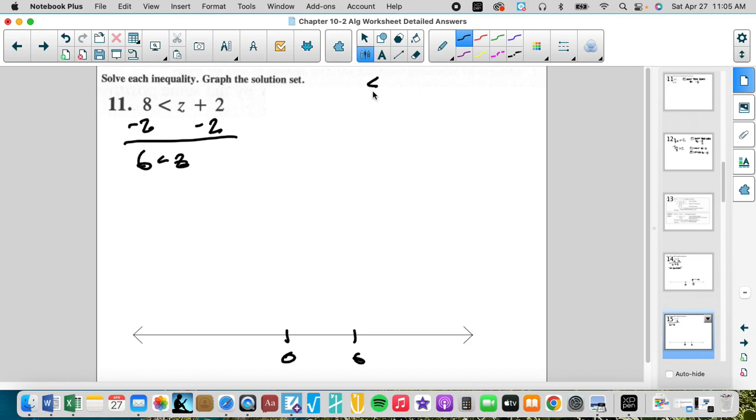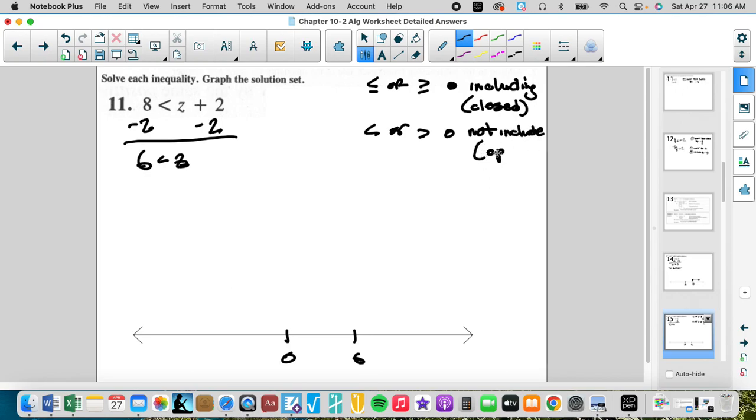Let's talk about that. When you have less than or equal to or greater than or equal to, we're going to have a closed circle because that means including. We call that a closed circle. When we have less than or greater than, it's going to be an open circle. That means not including, meaning it's not true. It's not a solution. This is a solution. This is not a solution. So it says open circle.